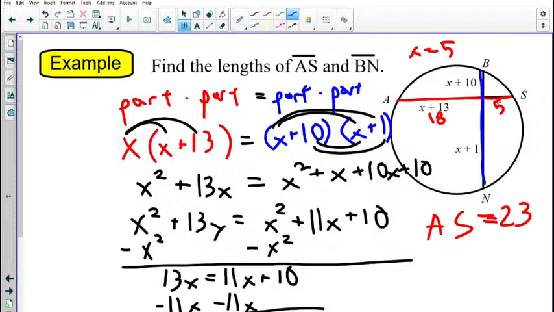Over in B to N, again, wherever there's an x, I'm going to put in 5. So over here, I have 5 plus 10 here is 15. Down here, I have 5 plus 1 is 6. So for B to N in total, I have 6 here, I have 15 here for a total of 21.